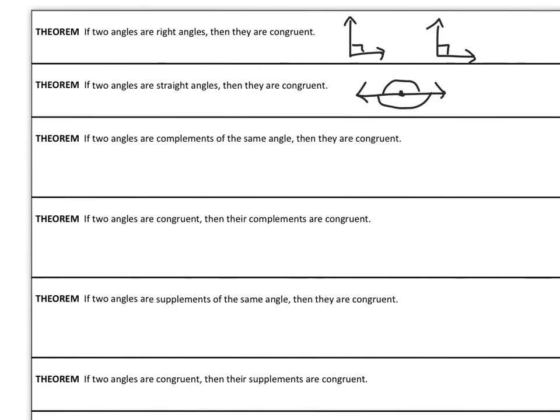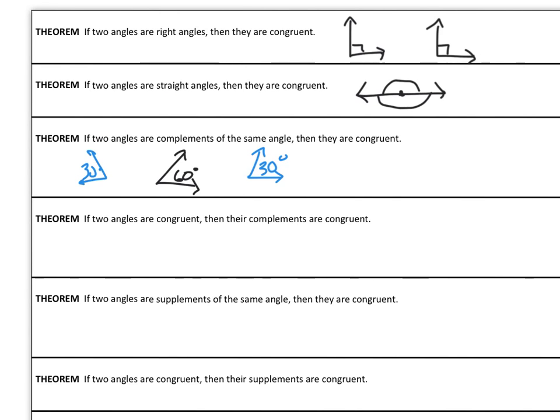If 2 angles are complements of the same angle, then they are congruent. So in other words, let's say I had a 60-degree angle, and then I had an angle over here that was 30 degrees, and an angle over here that was 30 degrees. Both of these are complementary to that 60-degree angle because they add up to 90, so that means that they have to be congruent to each other. In other words, there's only one measure of an angle that will make it complementary. So if I start with a 60-degree angle, it has to be a 30-degree angle in order for it to be its complement. So if they're both complements to the same angle, they must be congruent to one another.